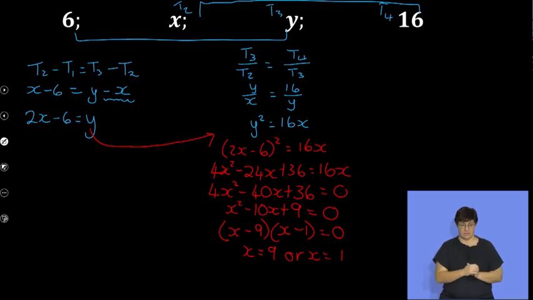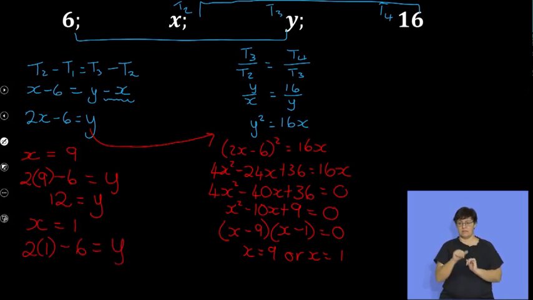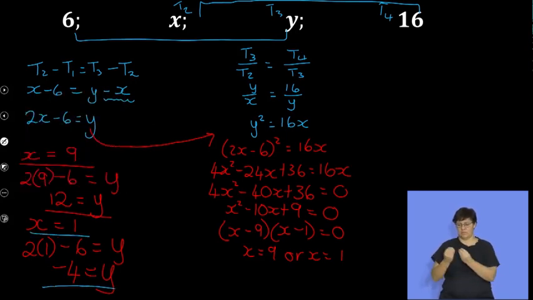And I just need to find the corresponding y values. So when x is equal to 9, I'm going to have 2 times 9 minus 6 is equal to y. So that means that 12 will be equal to y. Then when x is equal to 1, I'm going to have 2 times 1 minus 6 is equal to y, which means I'm going to have negative 4 is equal to y. So we've got the two pairs: x is equal to 9 goes with y is equal to 12, and x is equal to 1 goes with y is equal to negative 4.